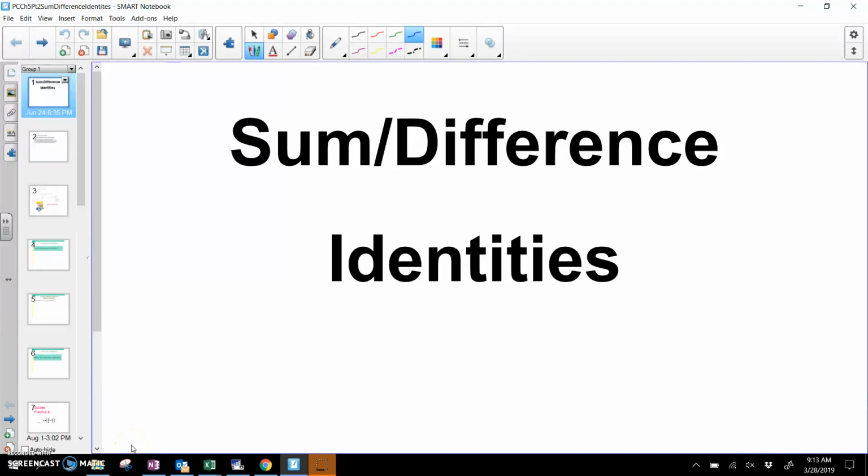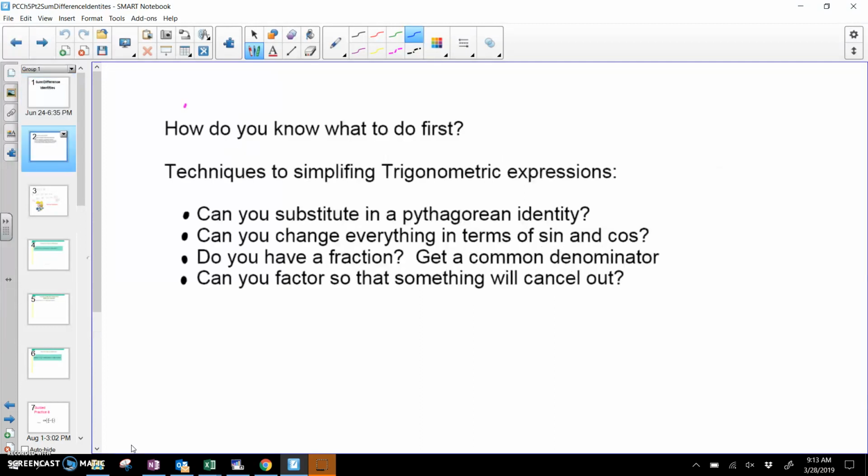Okay, class, today we continue to work on our trig identity problems, our trig proofs, and today we just are going to add 3 more tools to our toolbox. So if we think about the strategies we've been talking about, this is in a little bit different order, but these are the strategies we've been writing down.